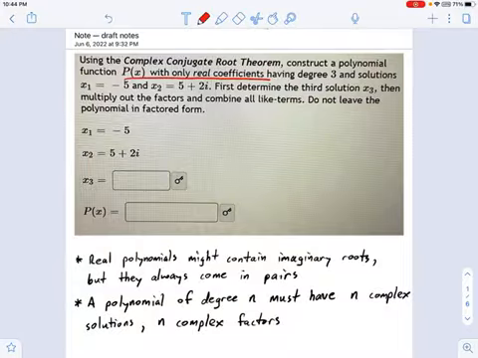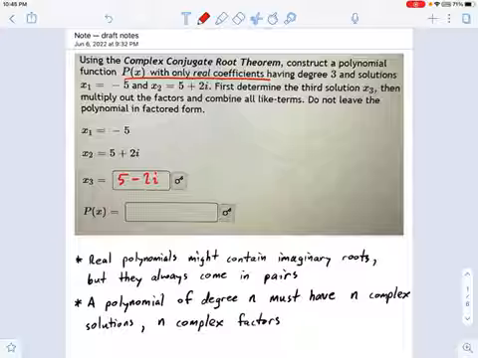As long as your polynomial is real, that means that if there is a solution with an imaginary part, like this guy, see how that has an imaginary part, the 2i? That means there exists another solution, which is the conjugate of the first one. So 5 minus 2i is also a solution. It must be, according to the complex conjugate root theorem.